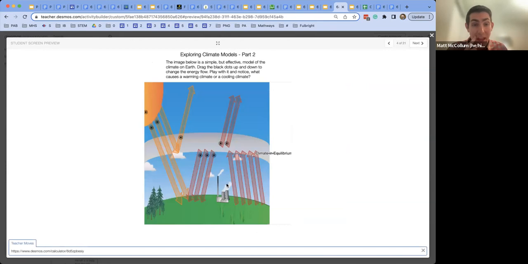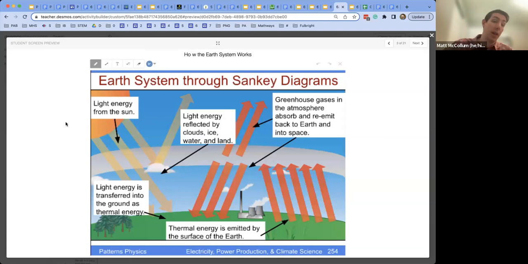So we want to bring it back to this idea of energy flow. What creates a warming and cooling climate? This is a very simple model, and different aspects of it are very important. On that last slide, Bradford was showing that light energy comes in from the sun, some of that gets transferred to the ground, but some of it is reflected off to space. Then on the right side, we look at heat: thermal energy is also being emitted by the Earth's surface, and some of it is absorbed and re-emitted back down to Earth, and some of it escapes off to space.